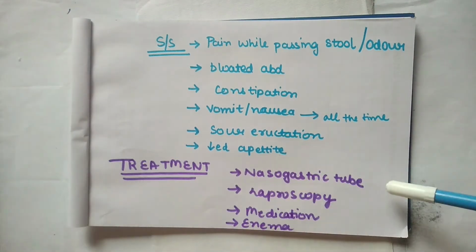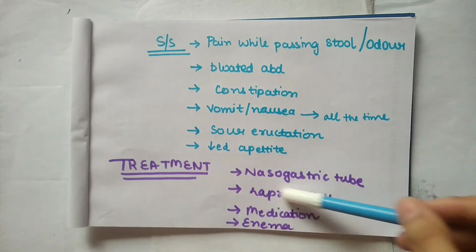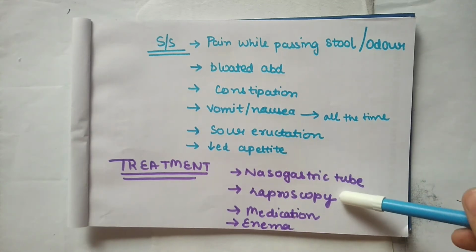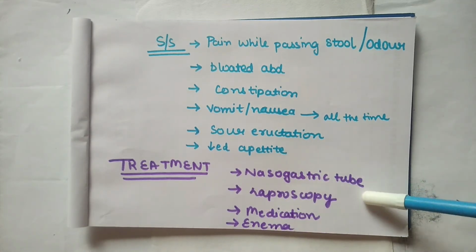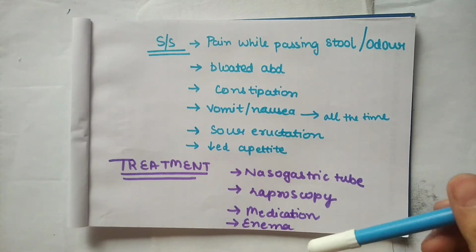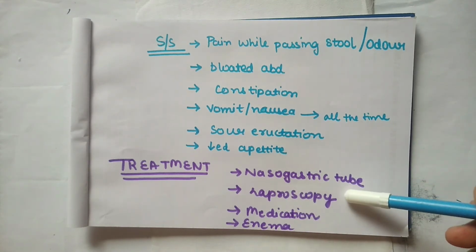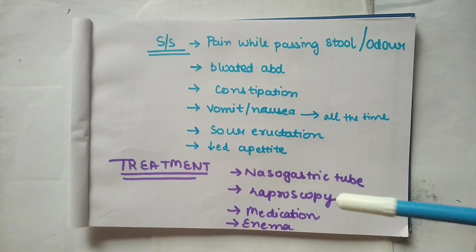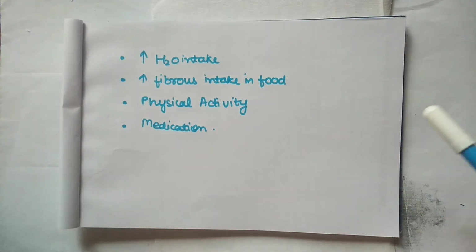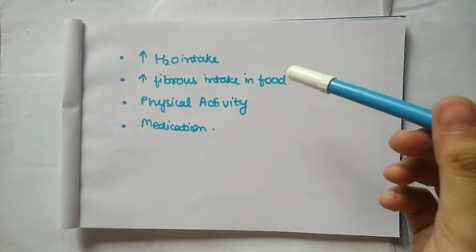Now treatment can be nasogastric tube, laparoscopy, medication, enema. Laparoscopy is the last option we choose. The rest are initial treatments. But if there is no benefit from these, we have to do surgery. That's why laparoscopy. What are the normal things we can do to avoid it or to enhance the flow?